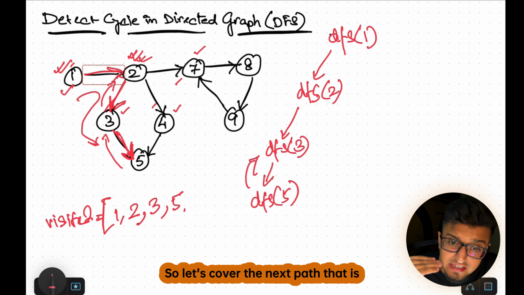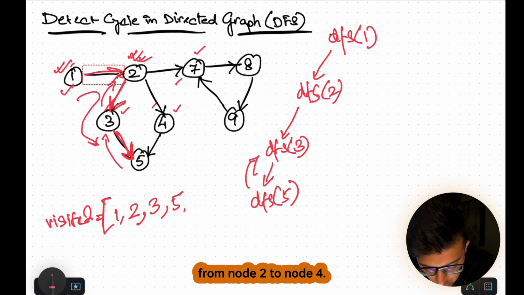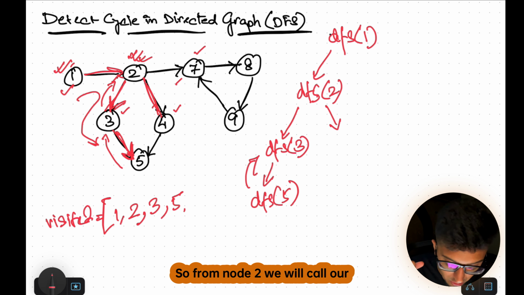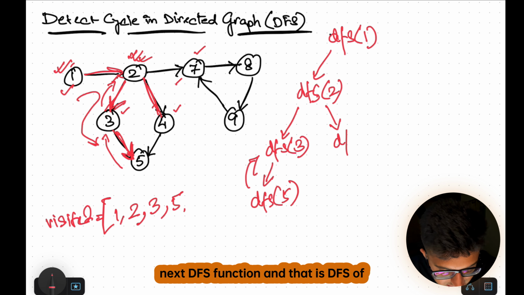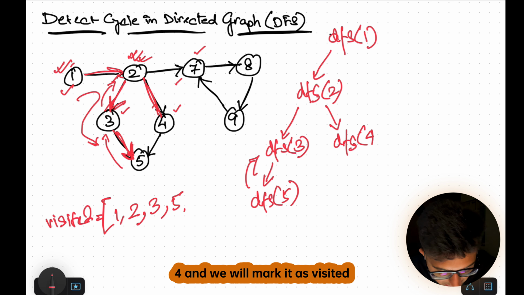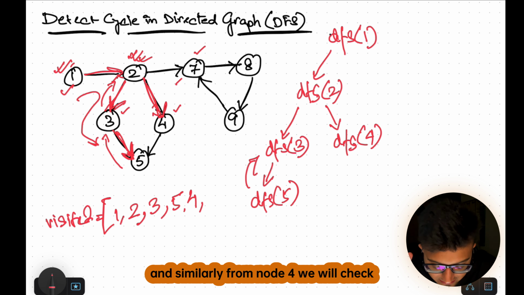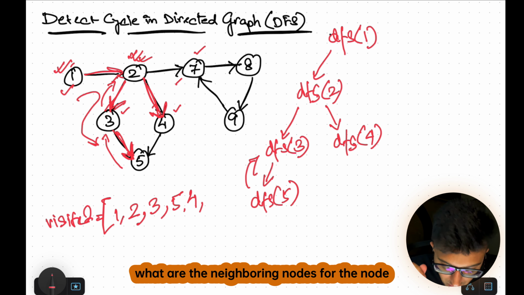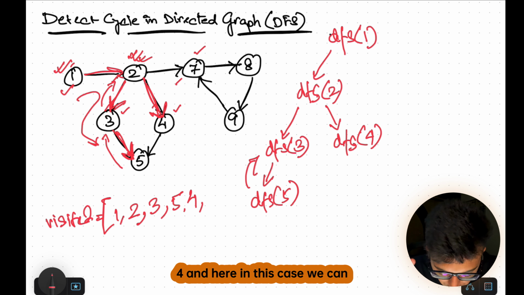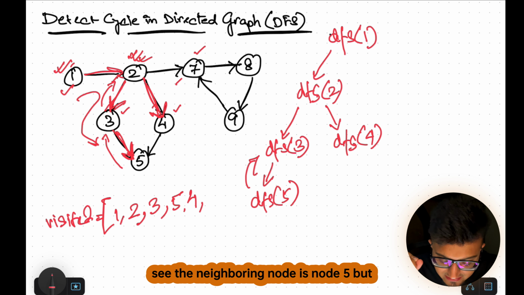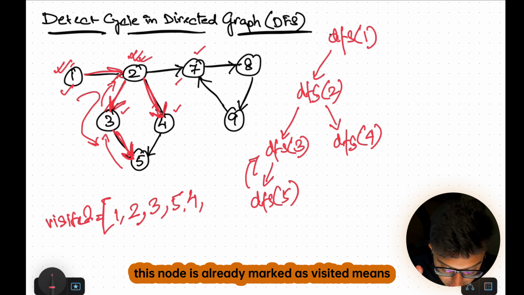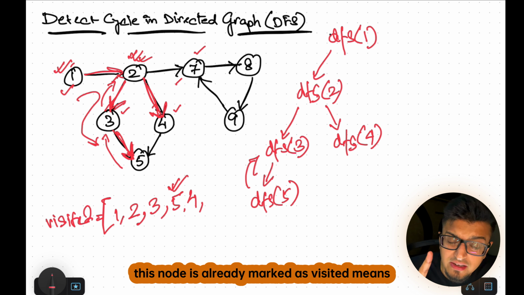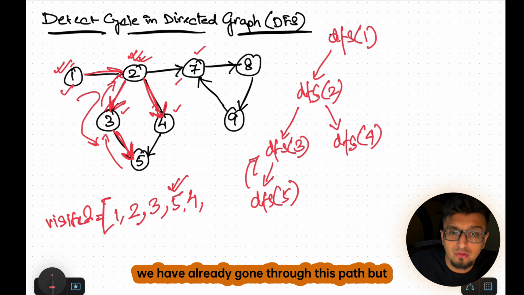So let's cover the next path, from node 2 to node 4. From node 2, we will call our next DFS function, DFS of 4, and we will mark it as visited. Similarly, from node 4, we will check what the neighboring nodes are. In this case, we can see the neighboring node is node 5, but this node is already marked as visited, meaning we have already gone through this path.